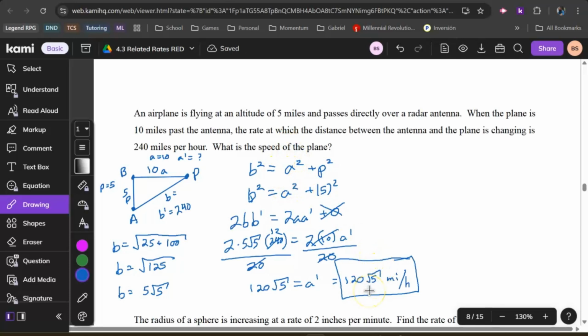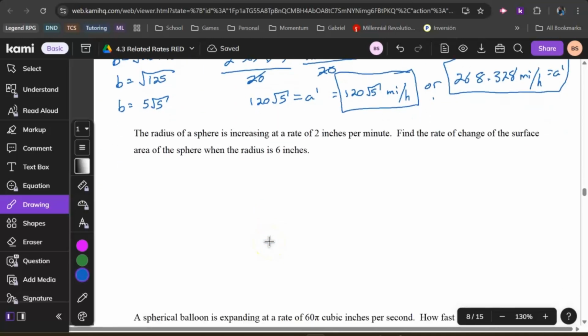Now, realistically, that's kind of a strange number. So in this particular case, when we're dealing with some real life scenario, it's often a good idea to round it. So let's go ahead and go 120 times the square root of 5, and we will get that that is 268.328 miles per hour for A prime, or the speed of our plane. Awesome. All right, almost there.